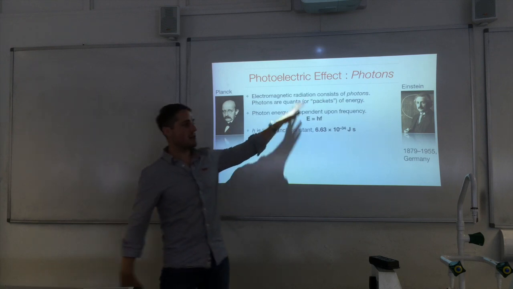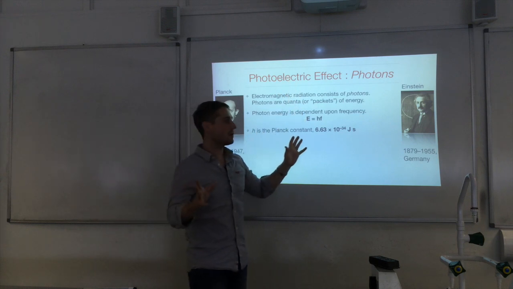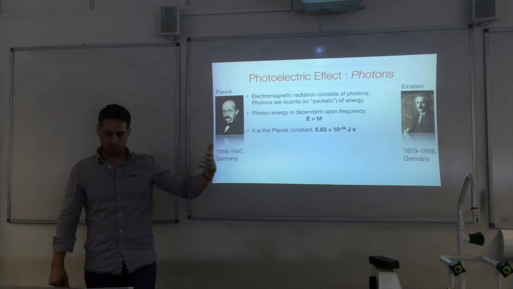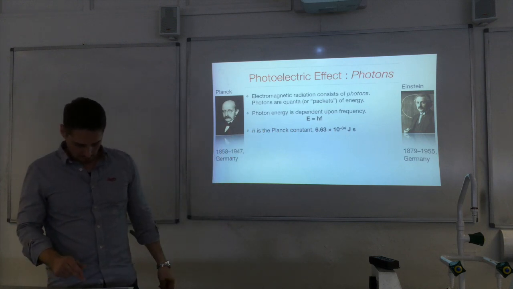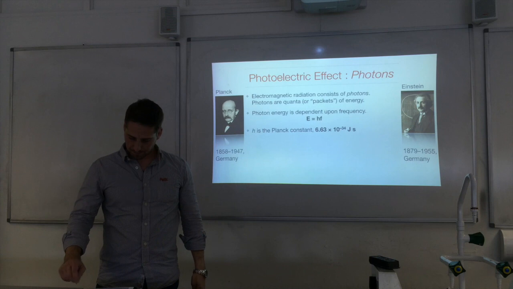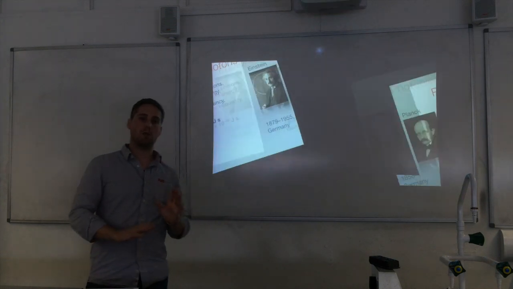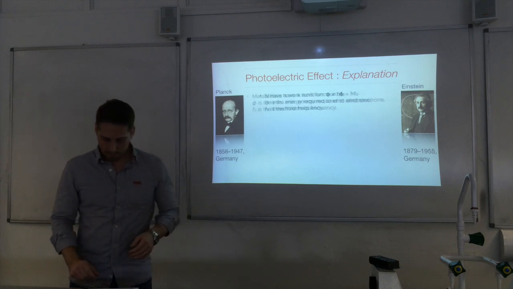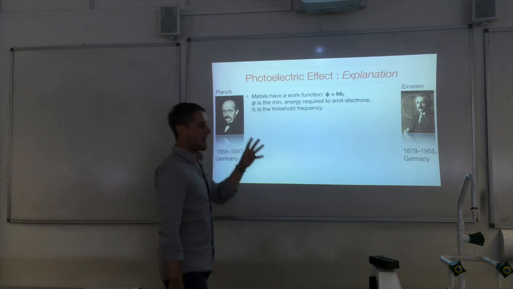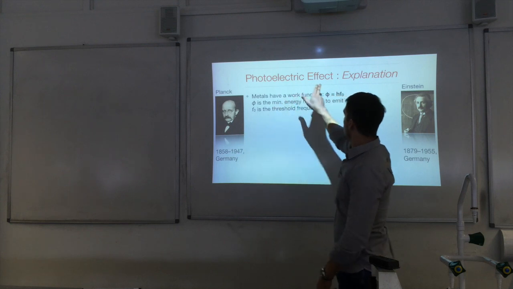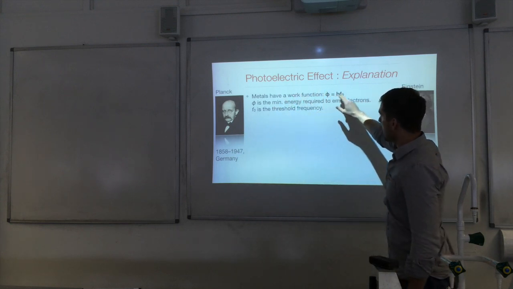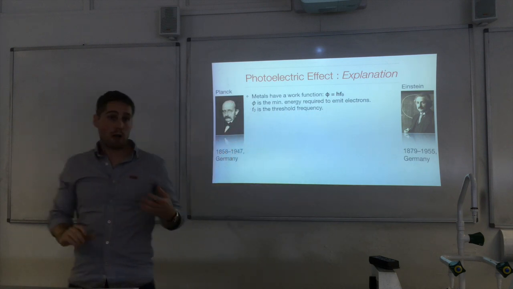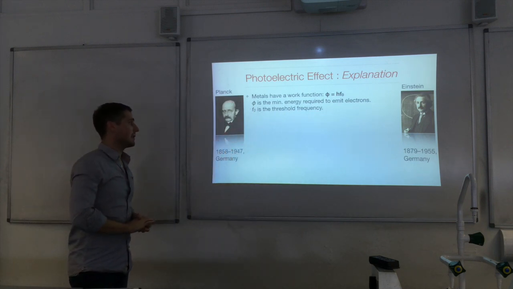So Einstein proposed the idea of these photons, and you can see that he's building on Planck's work by using this constant, the Planck constant. So how does this new approach explain the photoelectric effect? Metals have a work function. Phi is the work function, and that's equal to Planck's constant multiplied by f0, where f0 is the threshold frequency.